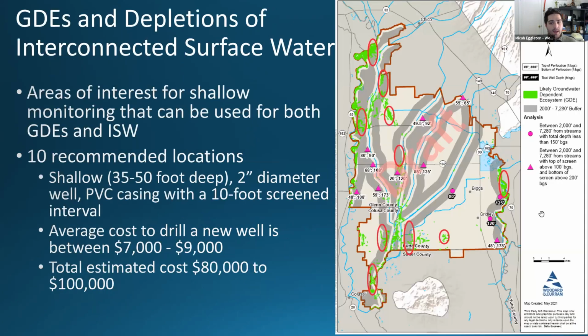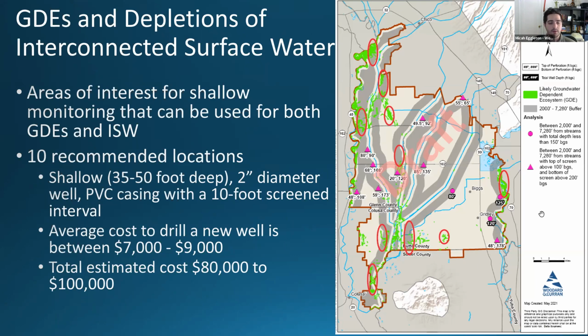So when we look at our current network, we can see that there are some areas that could definitely use some improvement in terms of monitoring to focus around these GDEs and interconnected surface waters. We've circled 10 of them on this map here.